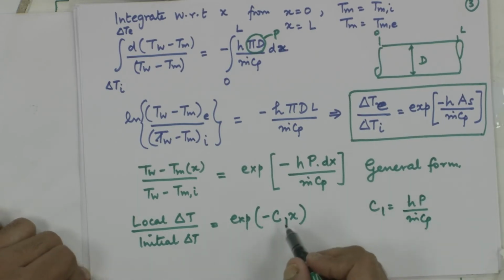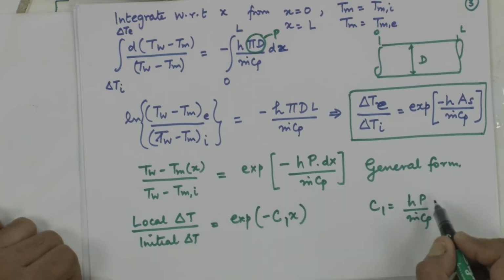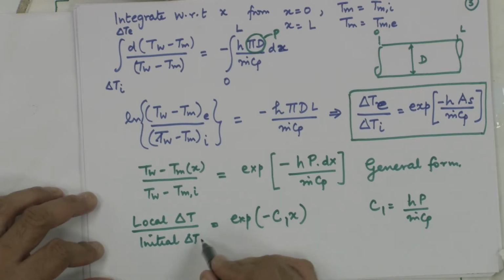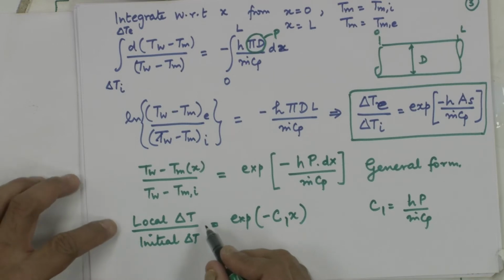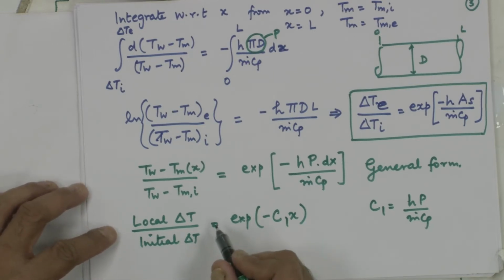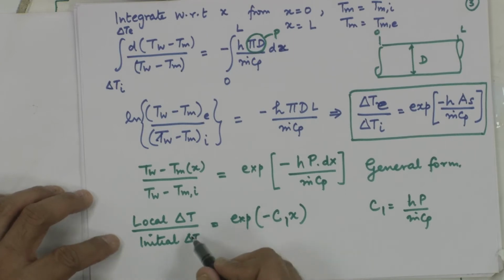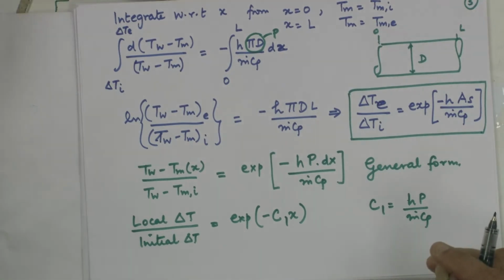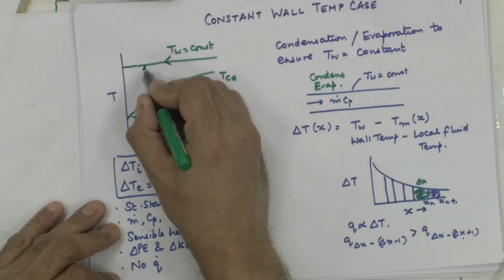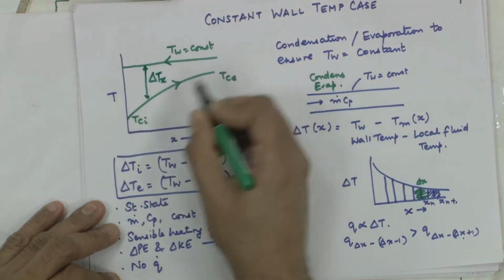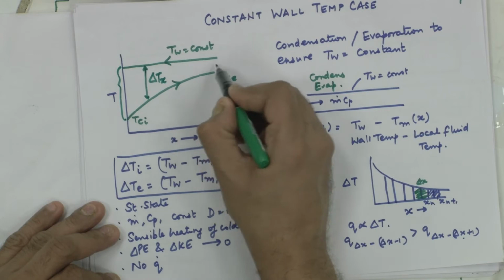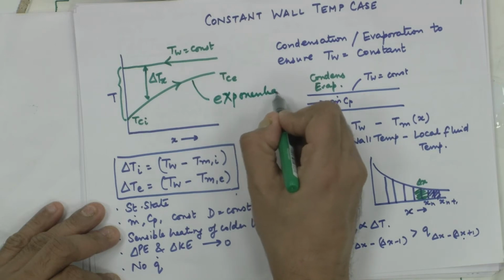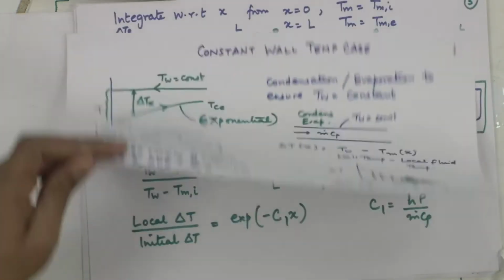So, locally you can say h is a constant. So, you can call this hP by m dot Cp, and this tells me that there is an exponential decay in the local delta T, which means there is an exponential decay in the heat transfer which is taking place along the length, and that is what we had shown in the first slide. This is your delta T local, this is your delta T initial, there is an exponential decay. This is an exponential curve, the difference is decreasing exponentially.